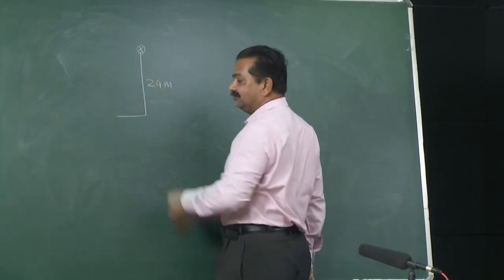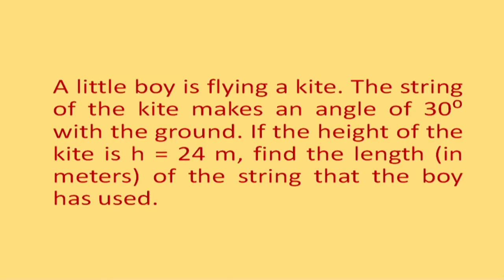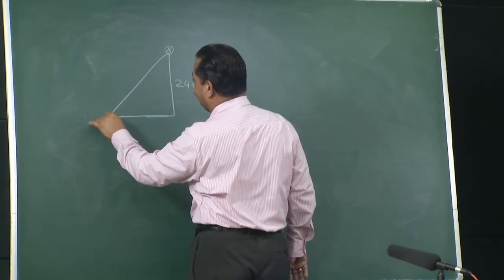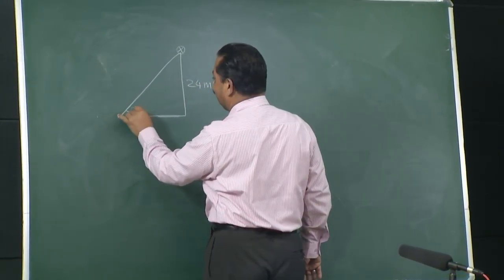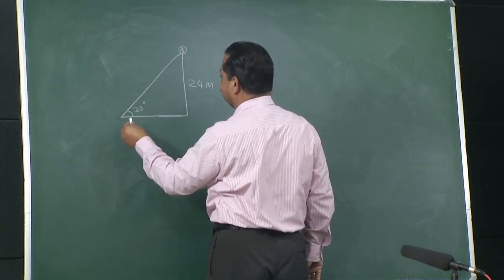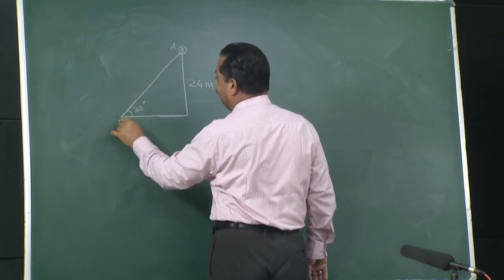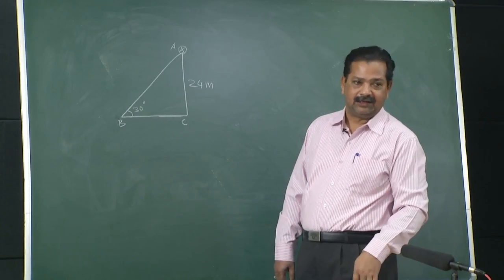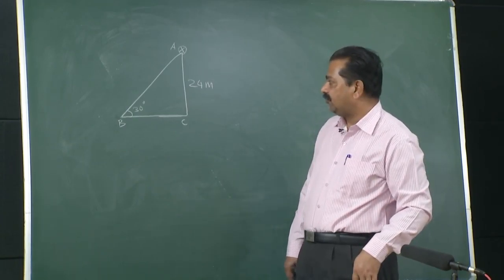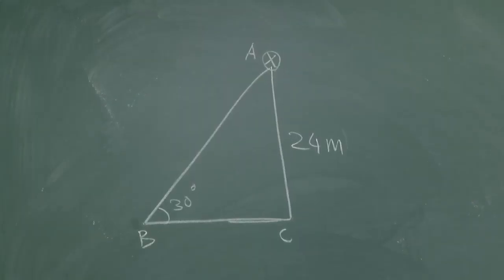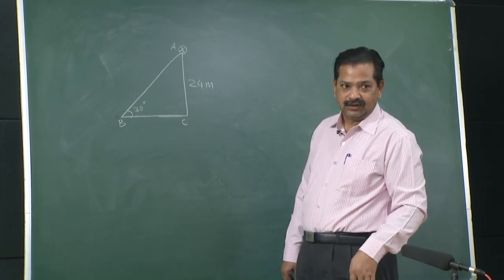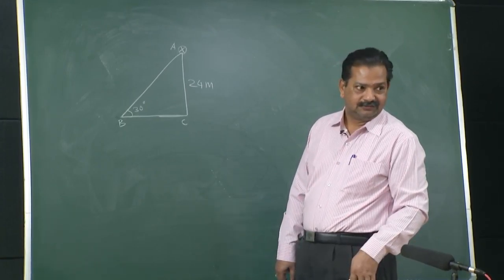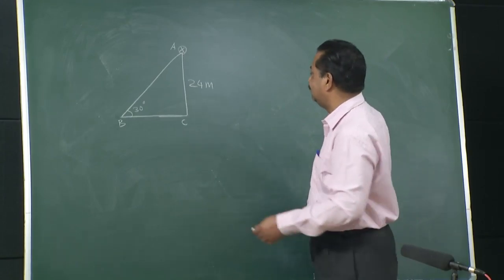The kite is at a height of 24 meters. Here is the kite. This is 24 meters. This is the string, it makes an angle of 30 degrees. A, B, C. What we have to find out is AB. What we are given is AC.